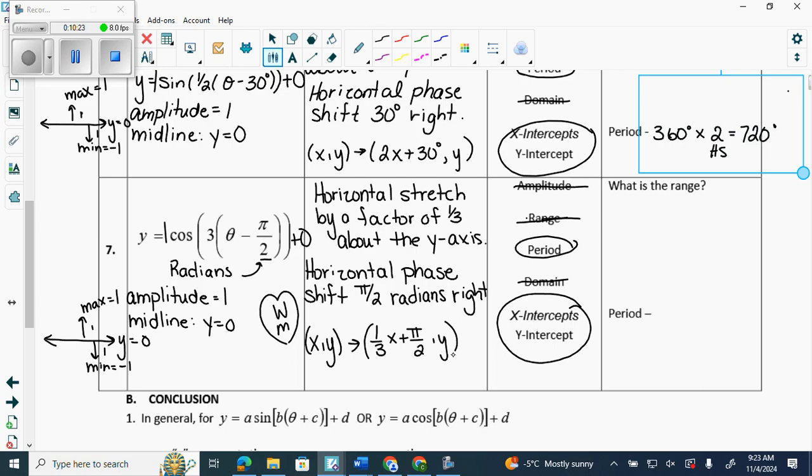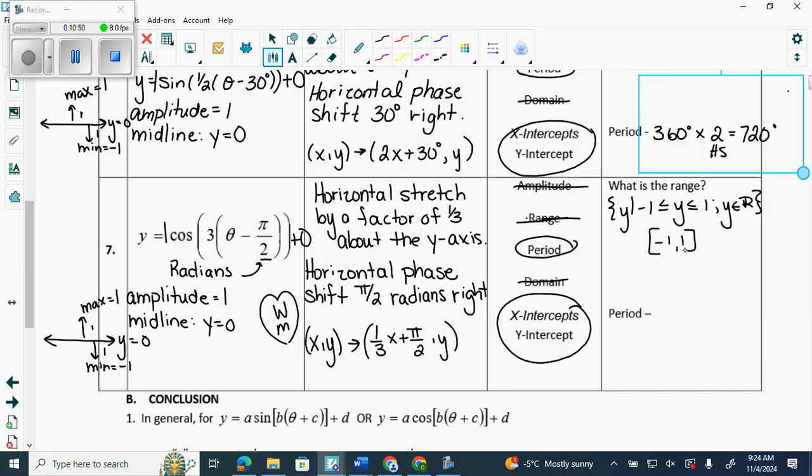What is my range? It's from -1 to 1. Y is such that -1 is less than or equal to y is less than or equal to 1. In set notation, if I want to do interval, I can do -1 to 1. I need to know both notations because they can ask for either or. Correct? The period. The period is normally 2 pi because it's in radians, correct?